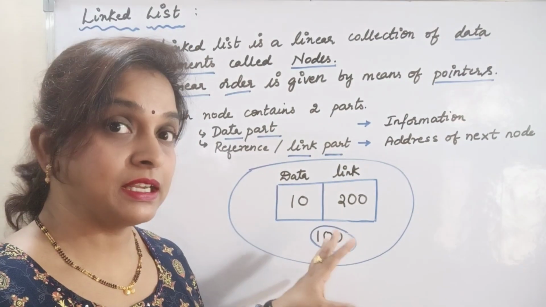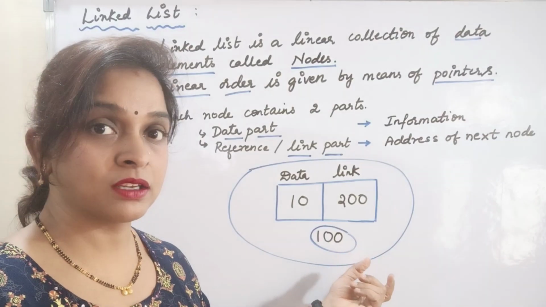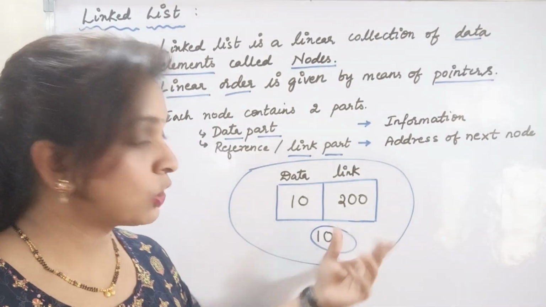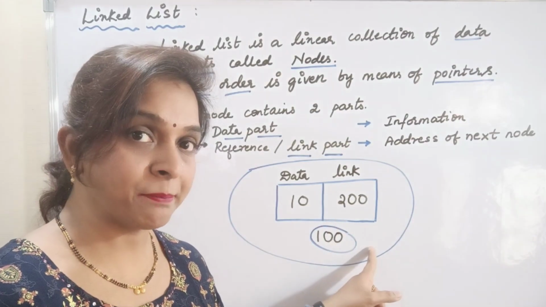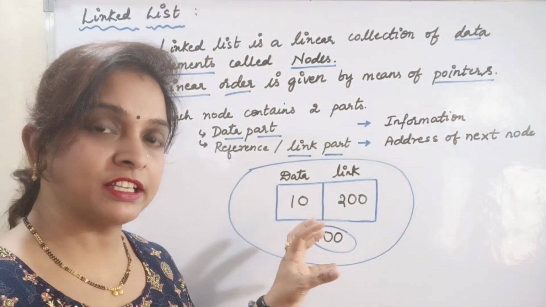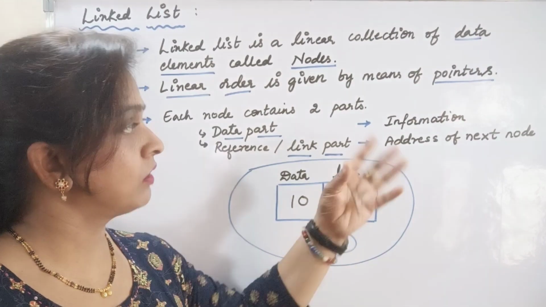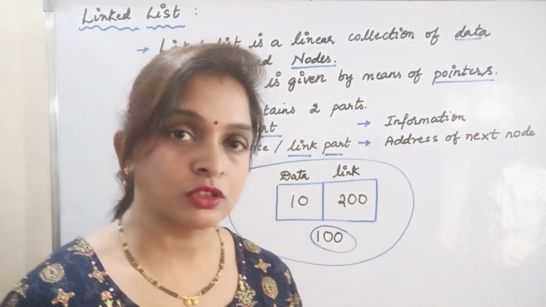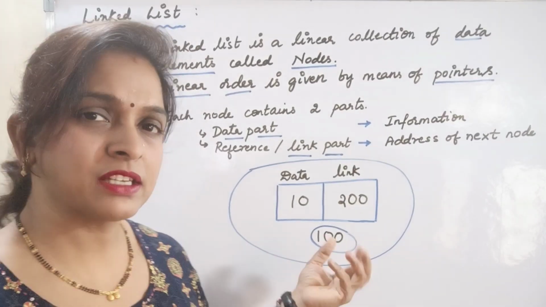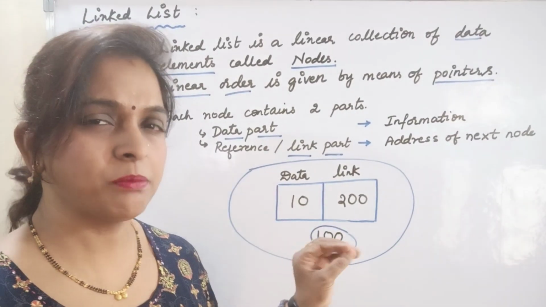Right. But this data part and link part, I hope you are understanding. A node will have two parts: one is the data part, the other one is the link part. In the data part, we fill the data. It holds some information also. Initially it is data, and we can also process that and get some information, right? Data, some data.